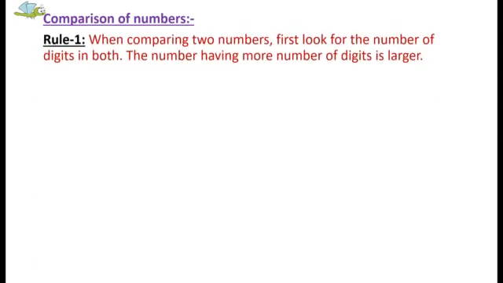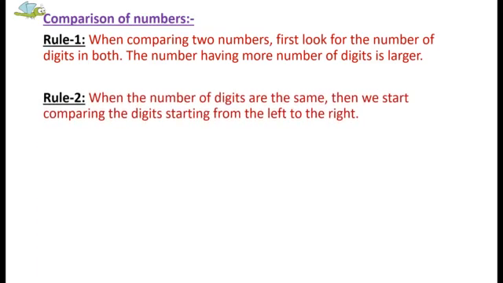Children, for comparing any two numbers, we need to follow two rules. The first rule is, when comparing two numbers, first look for the number of digits in both. The number having more number of digits is larger. That means for comparing any two numbers, we have to first count the number of digits in both the numbers, and the number which is having more number of digits is a larger number.